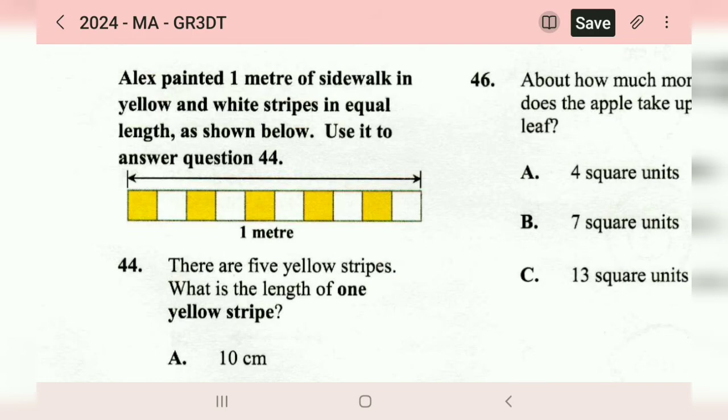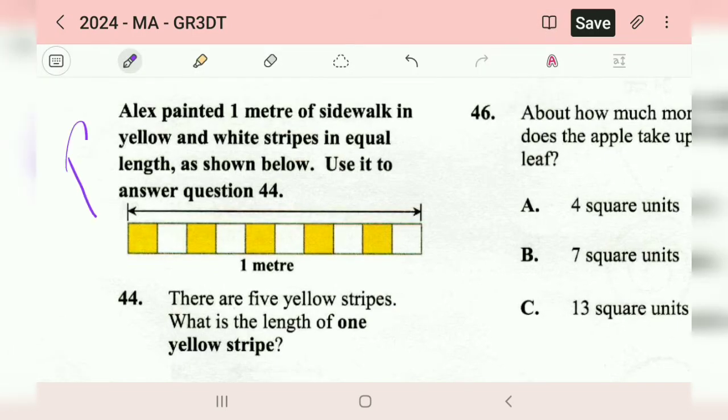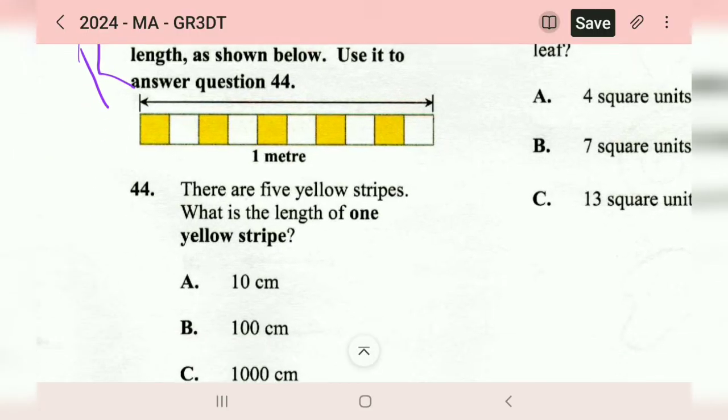Alex painted, this is a repeat, a big repeat. Alex painted 1 meter of sidewalk in yellow and white strips in equal length as shown below. Use it to answer question 44. There are 5 yellow strips. What is the length of 1 yellow strip? All right, and they're giving you it in centimeters.